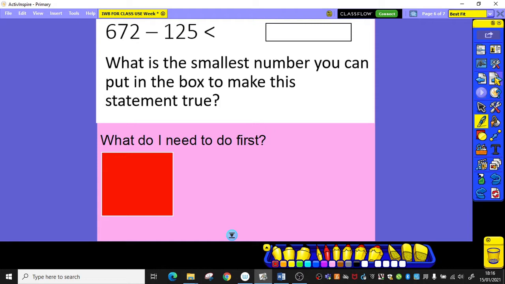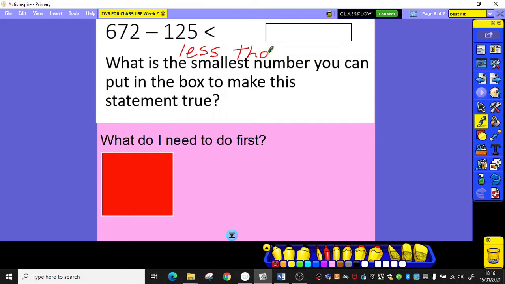For your last 4 problems, they're going to be similar to this. 672 subtract 125 is less than what number? It then says, what is the smallest number that you can put in the box to make this statement true?